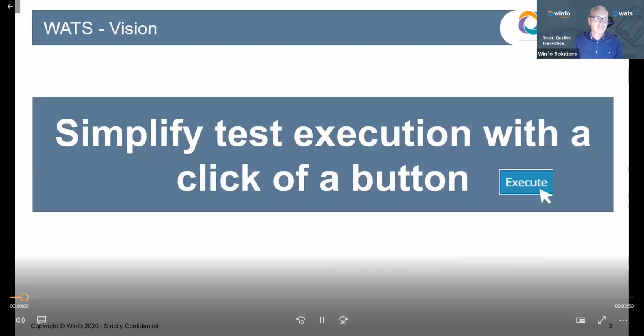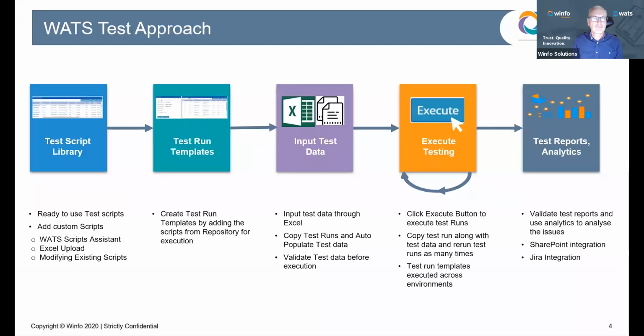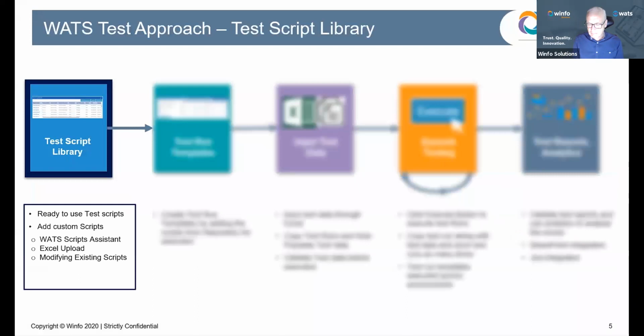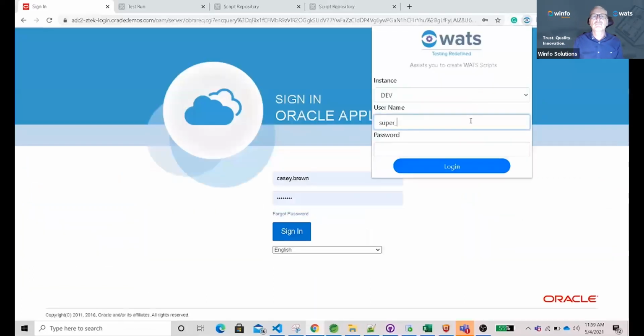Our vision is to simplify test execution with a click of a button. Watts test approach is very simple. Watts has a ready-to-use test script library, which typically covers 80 to 90% of the scripts. We can add more customer-specific scripts as required. We have Watts Scripts Assistant to generate scripts automatically.